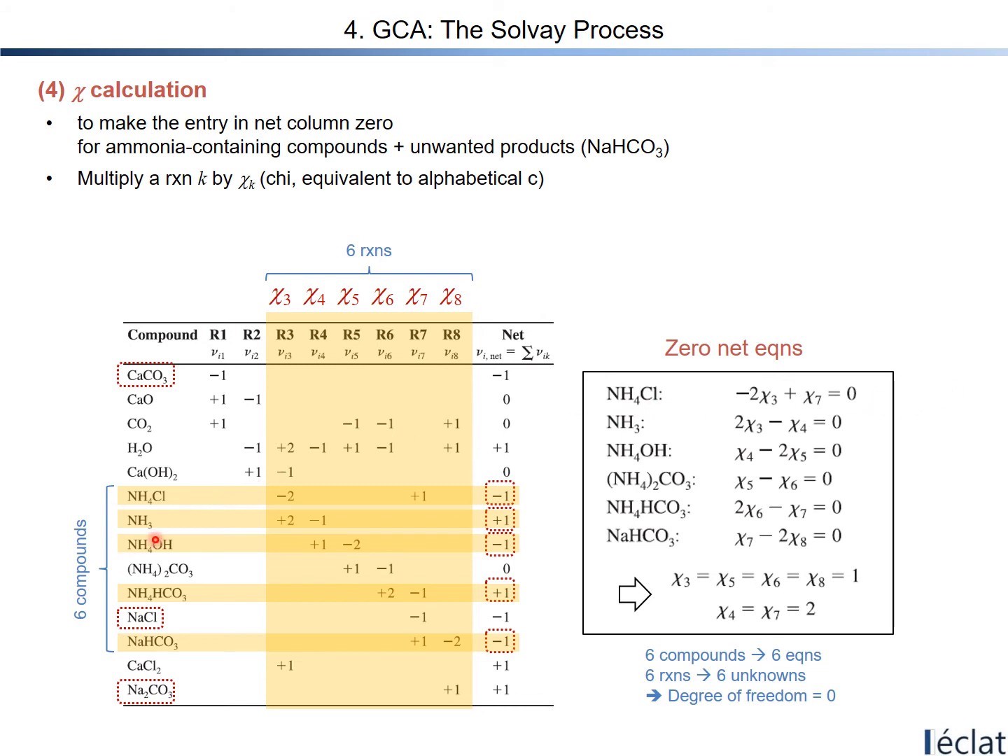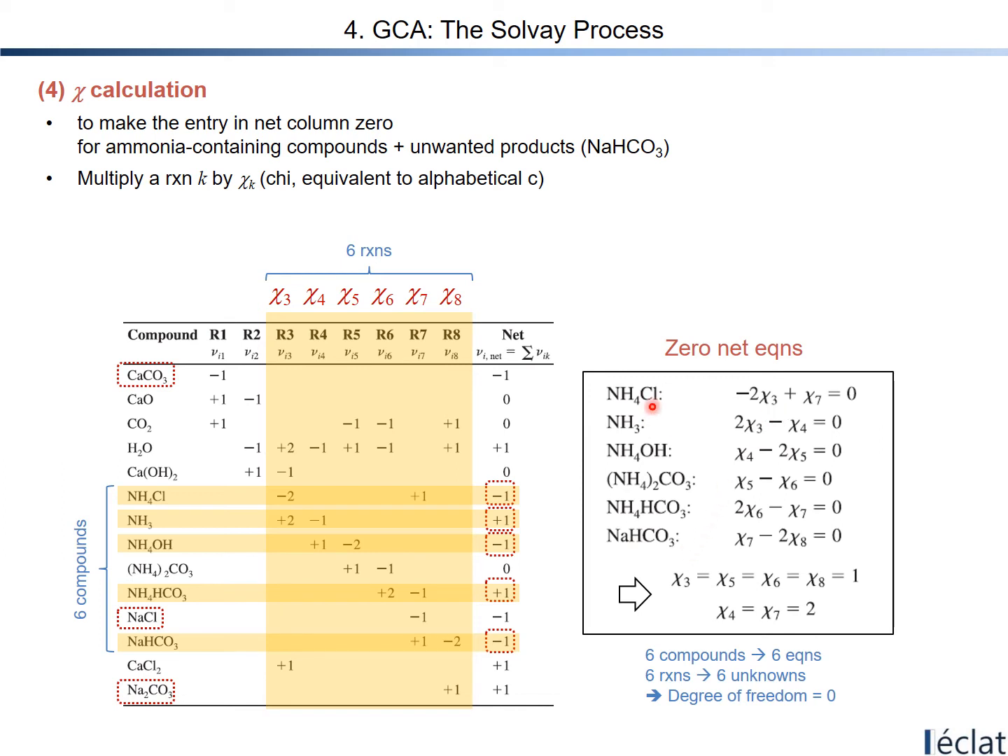How about ammonium? 2 by chi 3 plus minus 1 by chi 4. It should be 0. The third guy, plus 1 by chi 4 plus minus 2 by chi 5. This one should be 0. And in the same way, you could derive the zero net equations for ammonium carbonate, ammonium bicarbonate, also sodium bicarbonate.